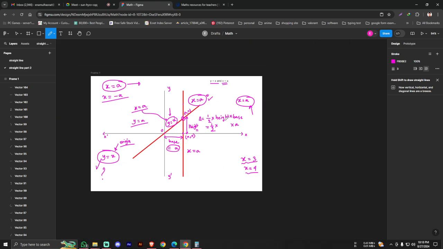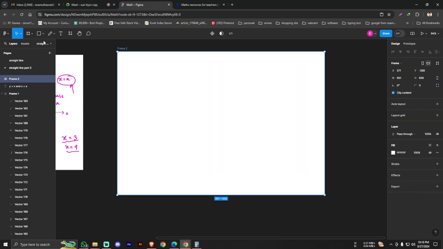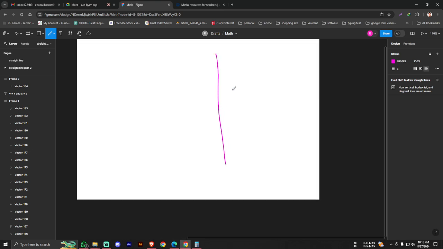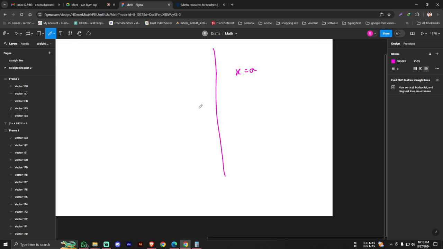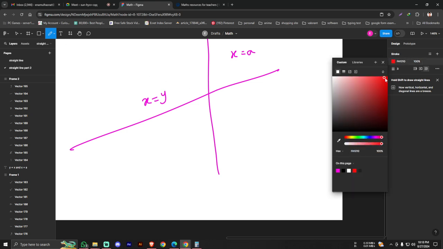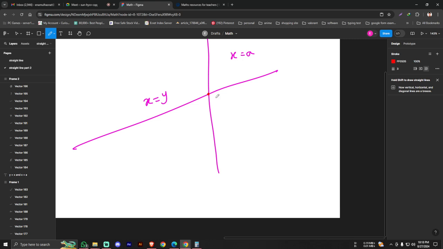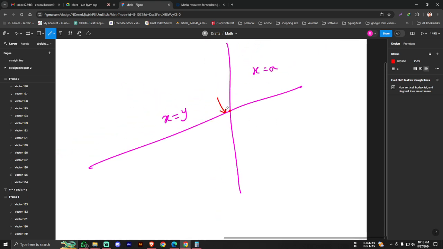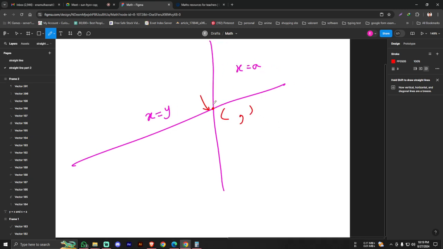Suppose I'm taking another page right here. Suppose we're just finding the equations. Here is a straight line, x is equal to a, and here is another straight line, x is equal to y. So where is the intersecting point? The center, okay. So this is the intersecting point. Can you find the coordinates? If I question you, how can you find it? Not 0, 0, because it's a different equation.